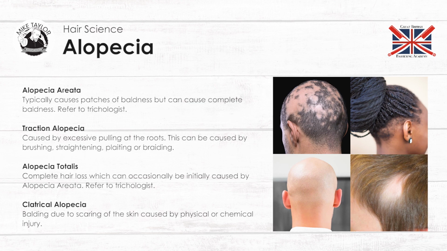Alopecia totalis, or total complete hair loss, which can occasionally be initially caused by alopecia areata. You would need to refer to a trichologist. Cicatricial alopecia is balding due to scarring of the skin caused by physical or chemical injury. You would refer to a trichologist.